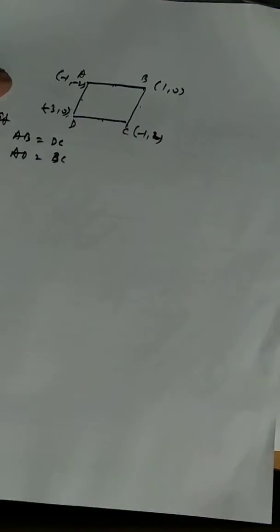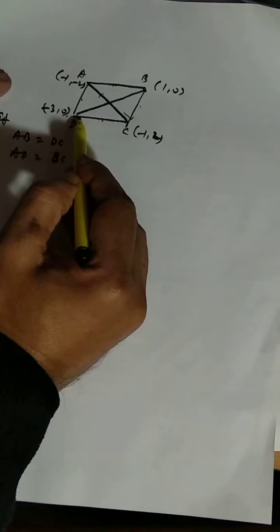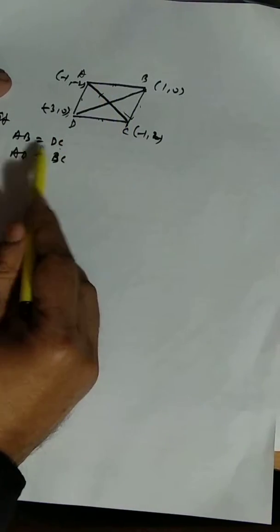But they further may ask you whether it is a rectangle or not. So for a rectangle, apart from the opposite sides being equal, we have to use some additional property, that is, the diagonals should also be equal. You can find AC, you can find BD, again using the distance formula. If AC and BD are equal, along with these two conditions, that AB is equal to DC and AD is equal to BC, then it will be a rectangle.